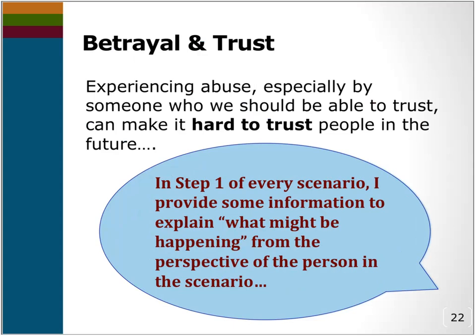And then, you know, this is all part one, right? So in this particular scenario, I talk a little bit about betrayal and trust. For example, experiencing abuse, especially by someone who we should be able to trust, can make it hard to trust people in the future. So all of this in step one of every scenario is just providing some information about what could be happening from the perspective of the person in that scenario. So our first reaction is to get into the shoes of that person and think, there's a lot of things that could be going on for this person right now.